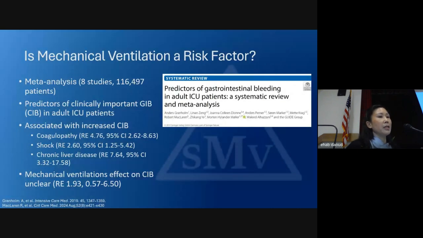predictors of clinically important GI bleeding. So clinically important GI bleeding is defined as overt GI bleed with hemodynamic compromise, the need for transfusions, and a decreased hemoglobin. So that's what they considered as clinically important bleeding. So they identified that the risk factors for increased clinically important bleeding were those that I just stated earlier: coagulopathies, shock, liver disease. They also found that mechanical ventilation's effect on clinically important bleeding was non-statistically significant.